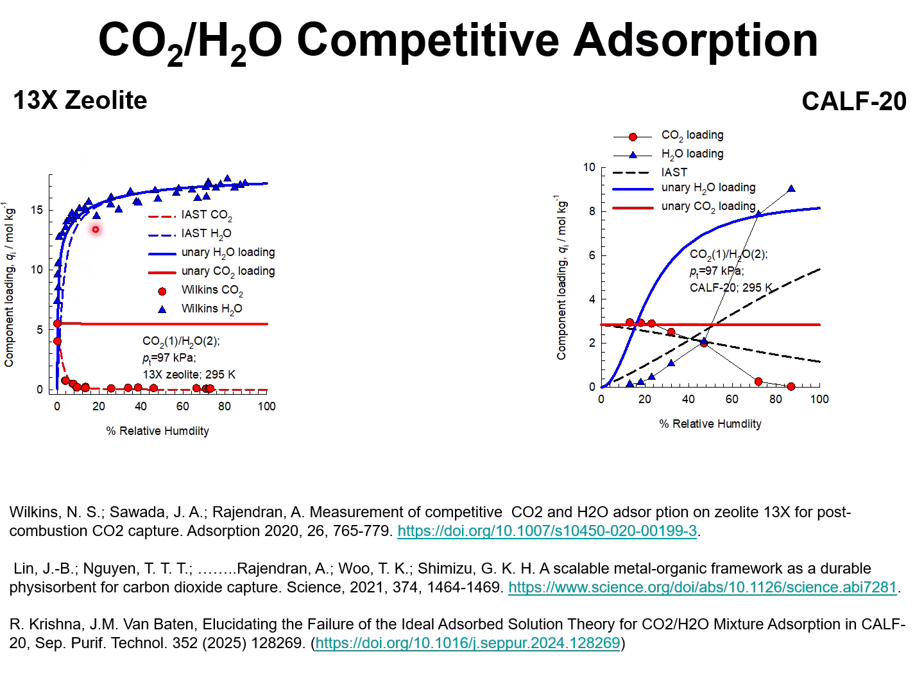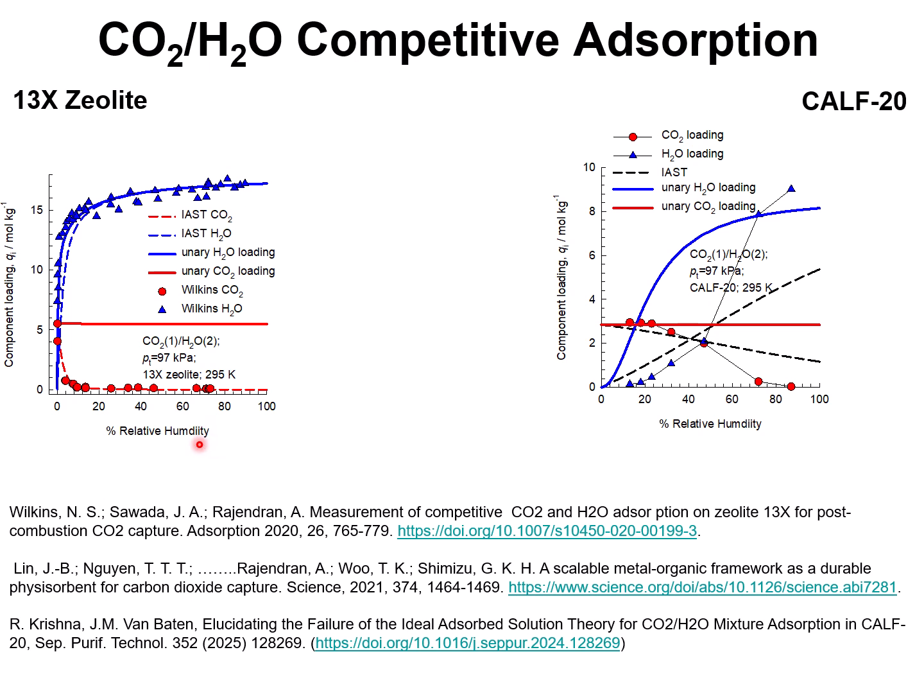Another point to note is that the water loading is of the order of 17 to 18 moles per kilogram compared to loadings of about 8 moles per kilogram for CAF 20. So a significant amount of water gets absorbed by 13X zeolite, and this is not a desirable feature. So from the point of view of CO2 water competitive adsorption, one would conclude that CAF 20 is to be preferred to 13X zeolite.